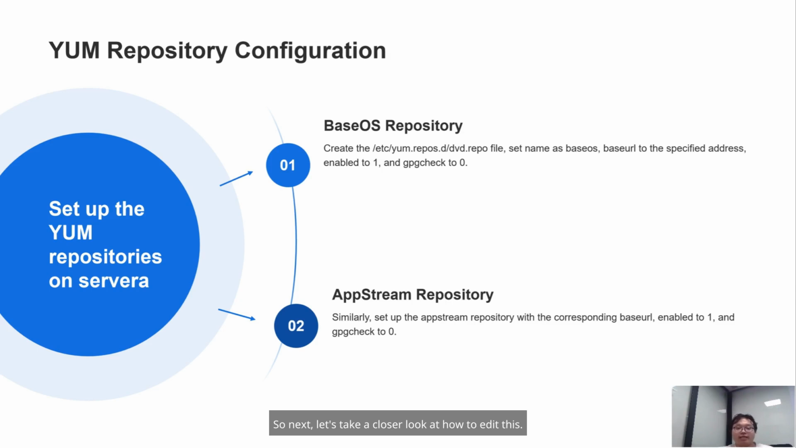So, next, let's take a closer look at how to edit this. First, the path is fixed. It's /etc/yum.repos.d. As for the file name, that depends on your actual situation. If the question requires you to name it a certain way, follow those instructions. If not, you can just create and edit one as you normally would. That's the case for each one. Everyone, you must pay attention here. Make sure to read each question carefully. Why is that? Because no matter which version it is, there will always be some changes in the questions.